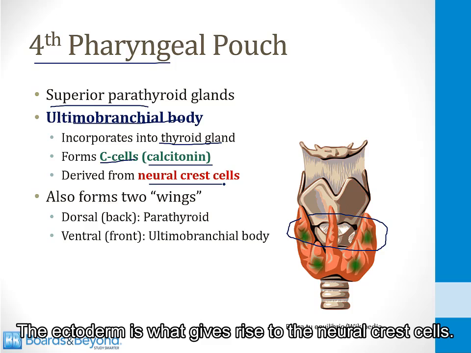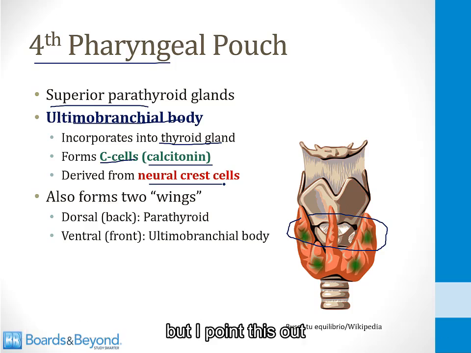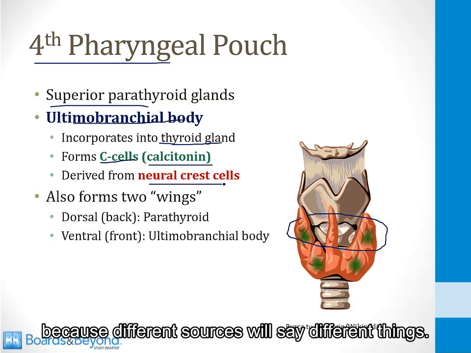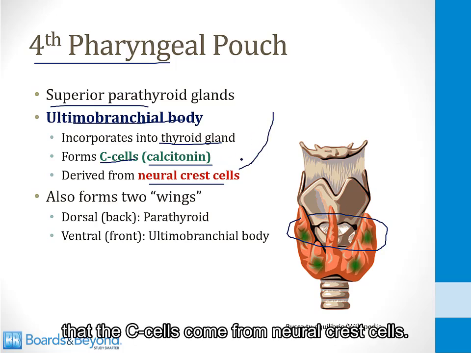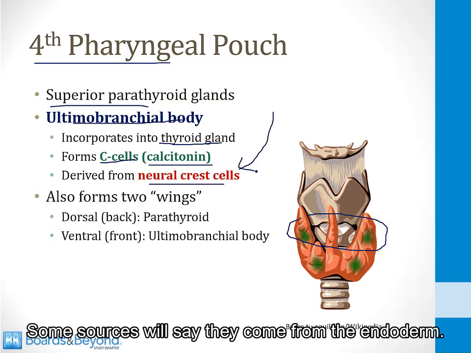The ectoderm is what gives rise to the neural crest cells. Not everyone is in agreement about this, but I point this out because different sources will say different things. I've written it on the screen here as it is classically taught that the C cells come from neural crest cells. Some sources will say they come from the endoderm.